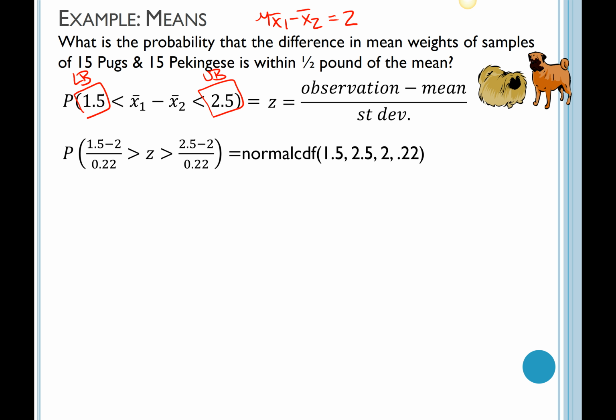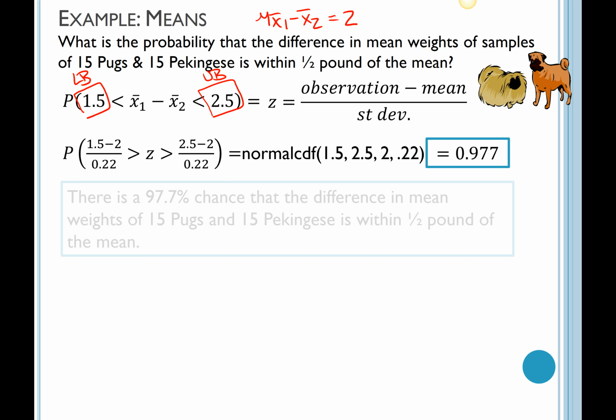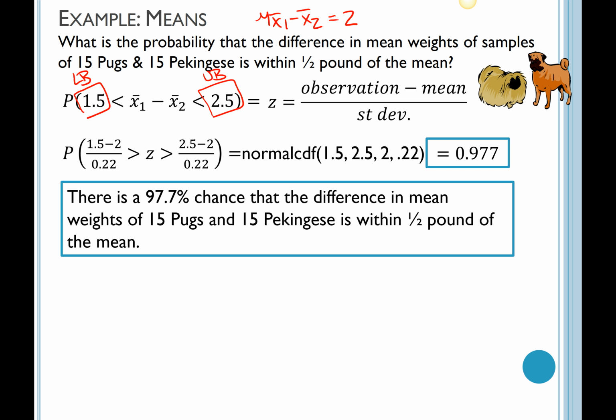Mean is still going to be 2 with a standard deviation of 0.22. If you calculate that probability, go ahead and take your calculators to calculate it really quickly. The probability of doing that is going to be 0.977, so it is very likely to occur. So there's a 97.7% chance that the difference in the mean weights of 15 pugs and 15 Pekingese is within 1/2 pound of the mean.